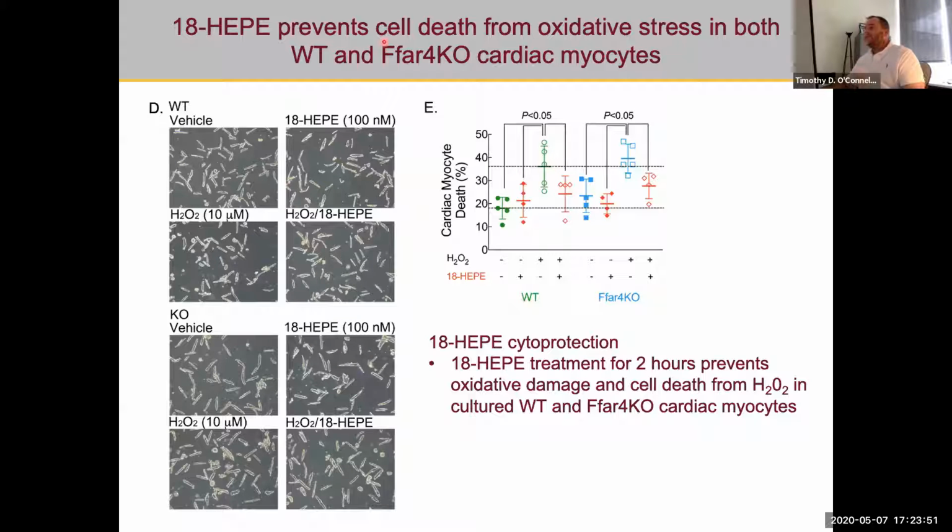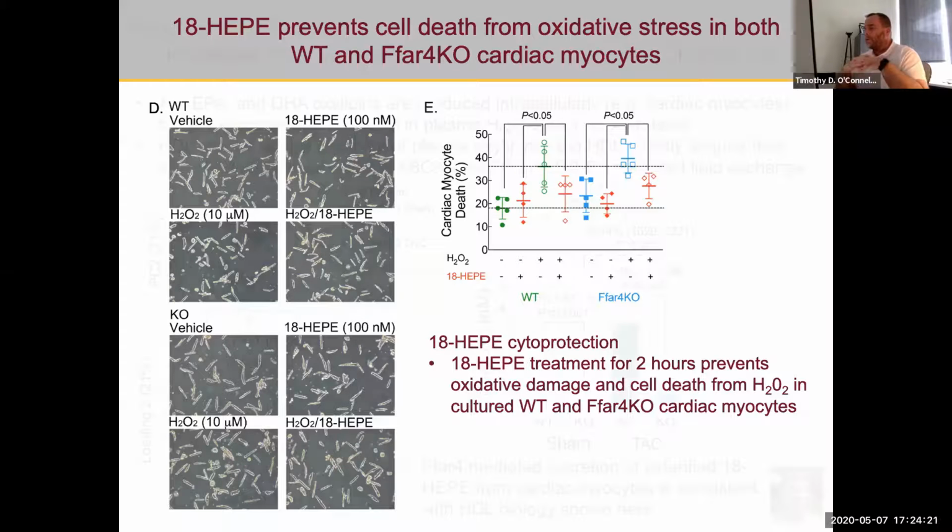So 18-HEAT prevents cell death from oxidative stress in both the wild type and the KO, suggesting a mechanistic link between activation of FFAR4, production of 18-HEAT, and cytoprotection in cardiac myocytes. And it's this cytoprotective mechanism that could explain some of the beneficial effects of FFAR4 in the heart. The absence of this signaling pathway could contribute to the worse pathological remodeling seen in the knockout following TAC.